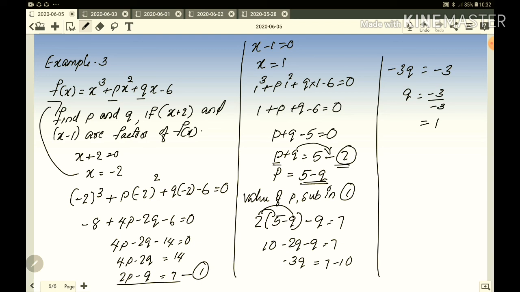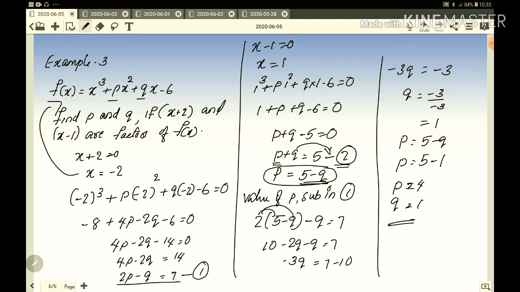Clear? Now I can find p very easily. I can look for any equation which contains p and q. Or I can take this one easily because it is starting p is equal to. I know that p is equal to 5 minus q. Substitute q there. That is, p is equal to 5 minus 1. That is, p is equal to 4. So I got it. P is equal to 4 and q is equal to 1.